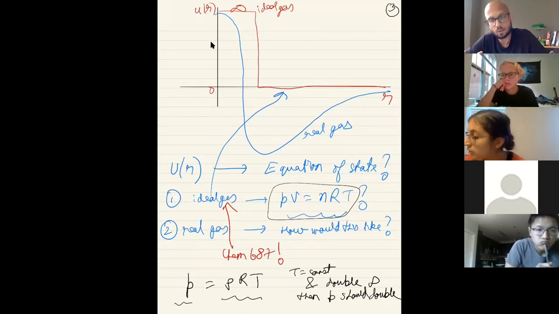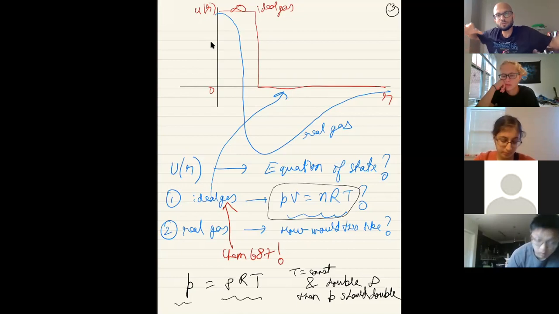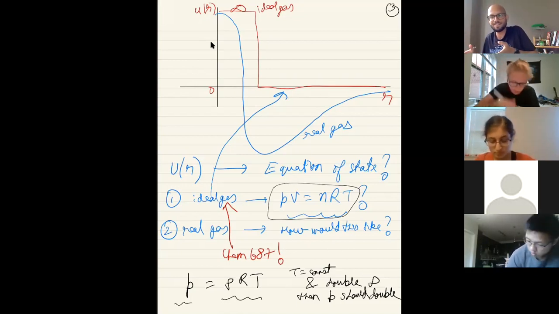Then I add 8 of you, then I add 16 of you. As long as the room is big enough, the pressure will keep increasing linearly. But at some point, I will fill in 1,000 of you. Do you think the pressure will be 1,000 times more than just 1 of you? No. What will happen now? You will be so stuck that most of you won't be able to get to the walls, right?